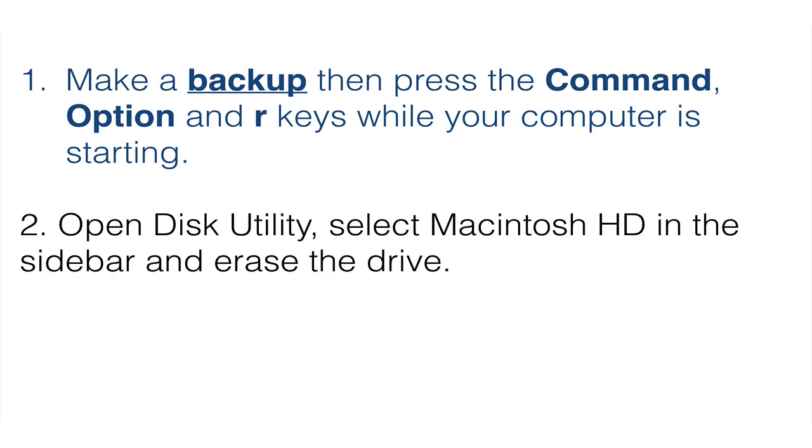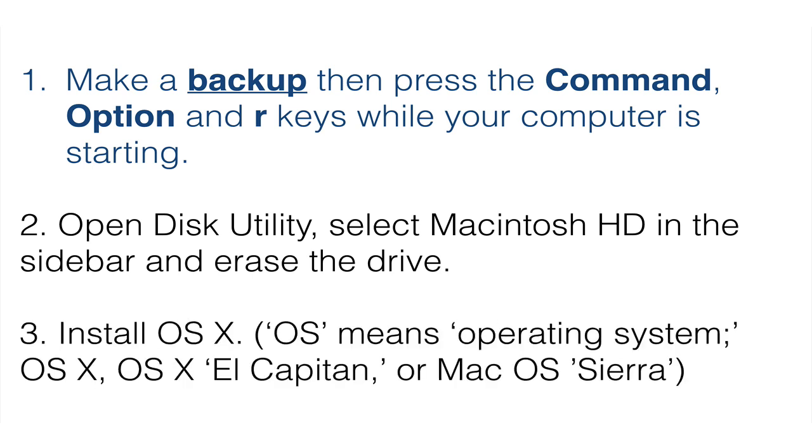Now, secondly, the real quick step is to open Disk Utility, select the Macintosh HD in the sidebar, and then erase the drive. That'll set everything back to the factory settings. And then you just want to install the OS X, which is the operating system. That's what OS means. And OS X is operating system 10, although they're now changing them to like OS X El Capitan, or even in the future, it'll be called like Mac OS and then a name like Sierra. That's the operating system. That's all your programs, and that's what you need to reinstall.